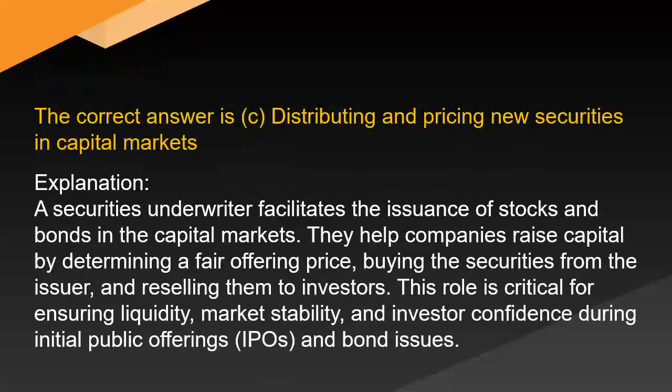The correct answer is C. Distributing and pricing new securities in capital markets. Explanation. A securities underwriter facilitates the issuance of stocks and bonds in the capital markets. They help companies raise capital by determining a fair offering price, buying the securities from the issuer and reselling them to investors. This role is critical for ensuring liquidity, market stability, and investor confidence during initial public offerings and bond issues.